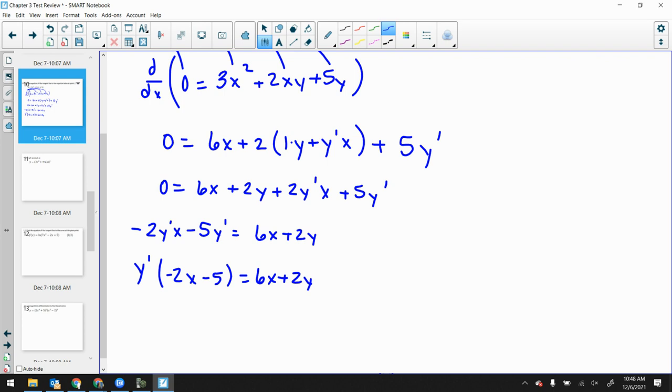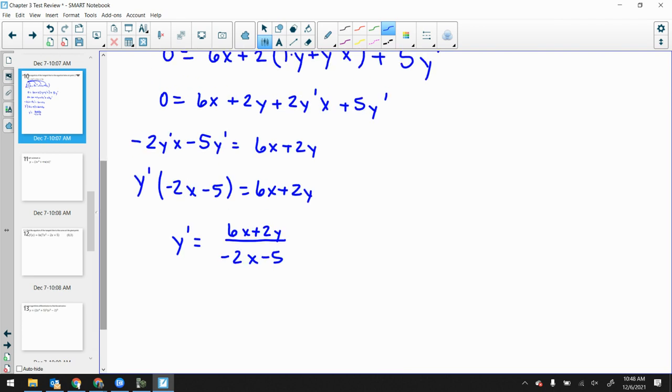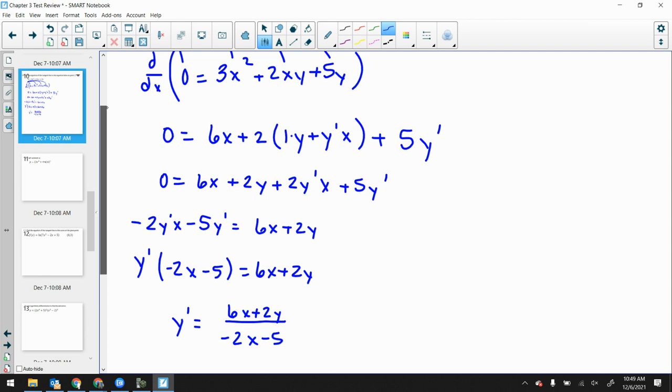And then we divide over the negative 2x minus 5. So y prime is equal to 6x plus 2y over negative 2x minus 5. Now, if you did it another way, you might have gotten negative 6x minus 2y over 2x plus 5, which is essentially an equivalent statement. If you factor out a negative 1 from the bottom and put it up to the top, you would have gotten a negative 6x minus 2y, and then a positive 2x plus 5 on the bottom. Still the same answer, just written a little bit differently. But I'm not done.